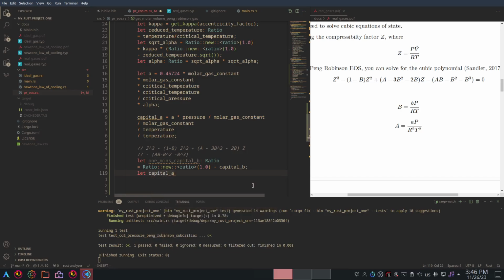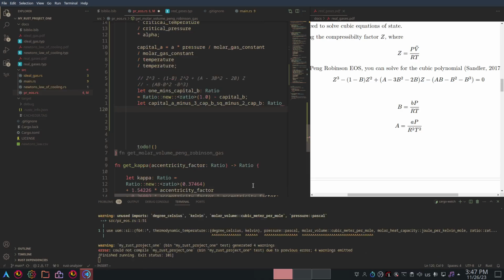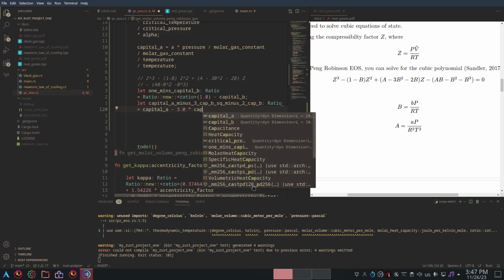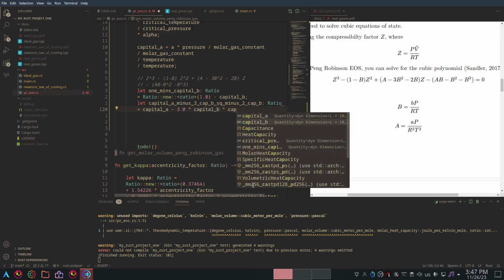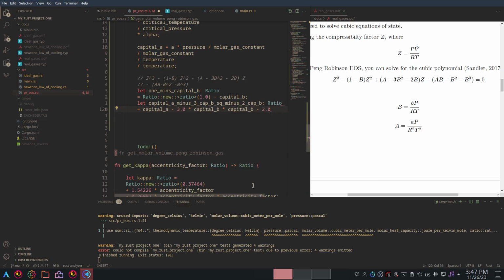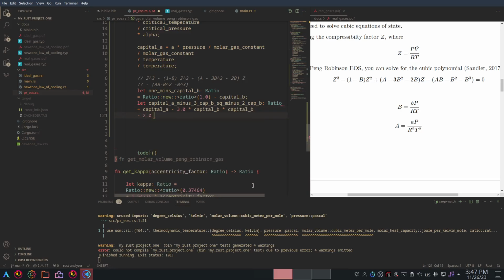So, next one is, let capital A minus 3 capital B squared minus 2 capital B. Okay, so this is a ratio. I'm using a very long name, but I want to make it clear what ratios I'm actually trying to do. So this is capital A minus 3.0 times capital B times capital B minus 2.0 times capital B. Okay, so this is it.